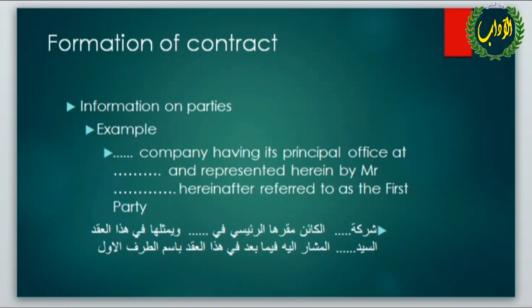And we need to have, in contracts, information on parties. So basically, just basic information about the parties, important for the contract. Examples we have here: X, say, company having its principal office at X and represented herein by Mr. X, hereinafter referred to as the first party.